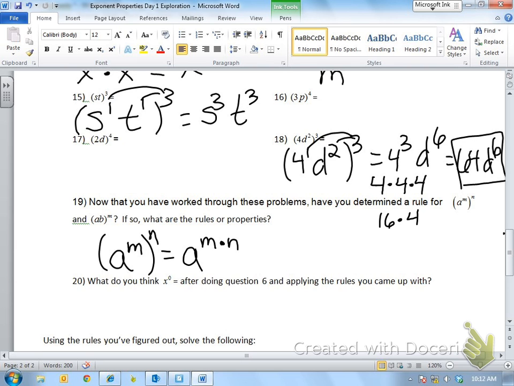So we have one rule. If we have parentheses, we know we multiply the exponents. And if we have two things in parentheses, we know they both get the exponent outside. So here's a couple more rules that we'll be using on the assignment today. I should have cut question 20 out. It's the same as one of the questions on the front side, so we're going to skip 20.